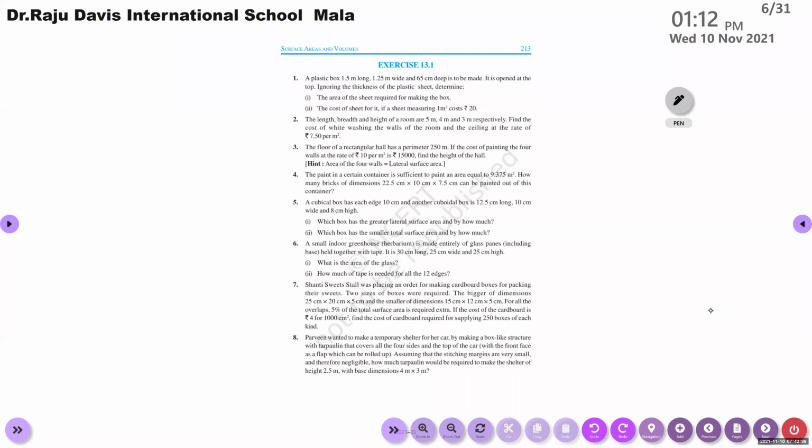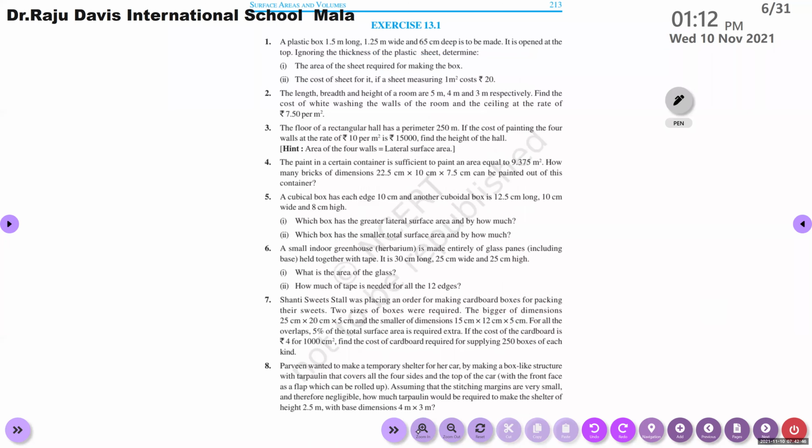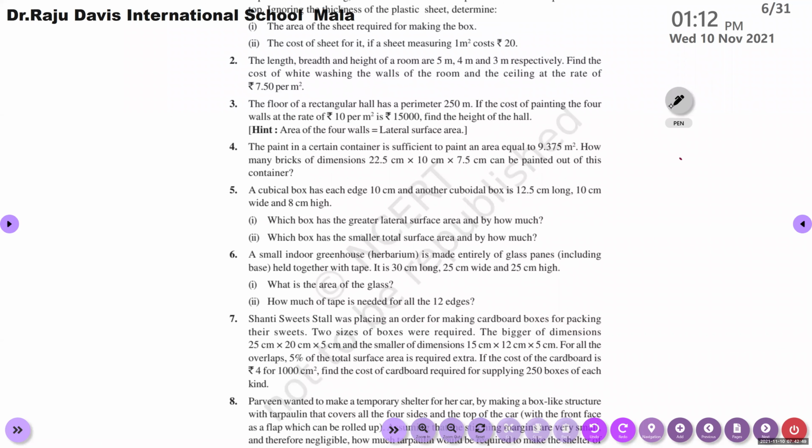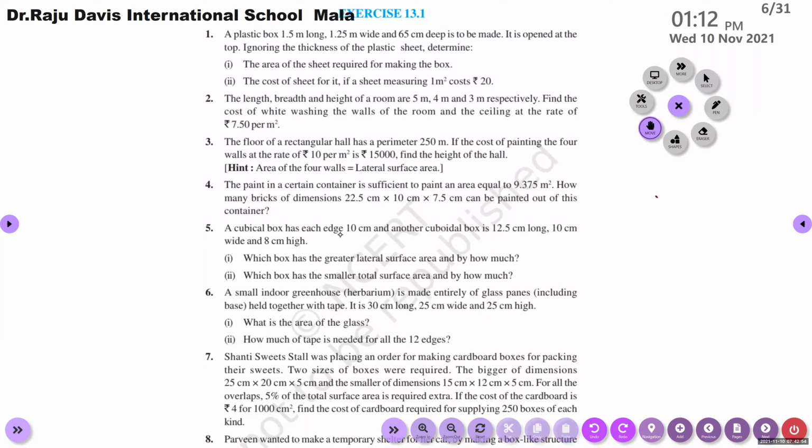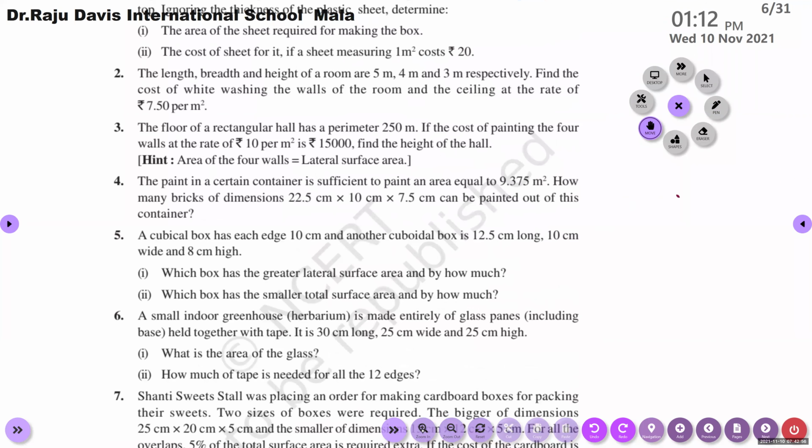Now we have some questions to do. Let us start. After knowing all these 4 formulae, you can do all these exercises. No need to explain anything. Everything will be direct. Second question. First we did last day, now the second one.